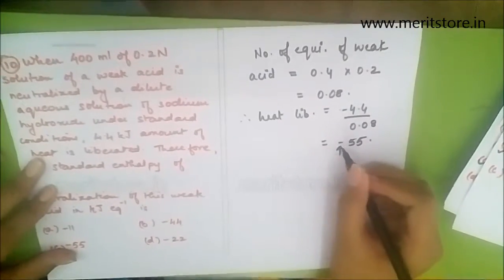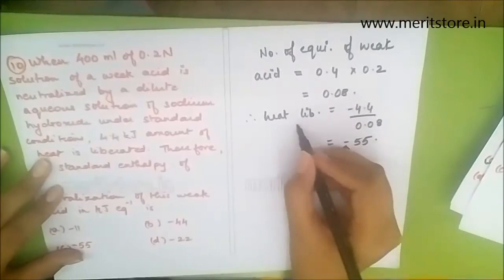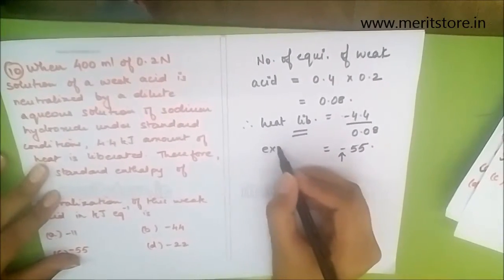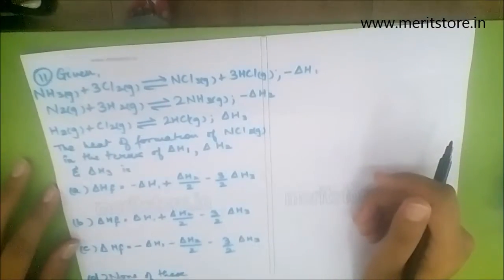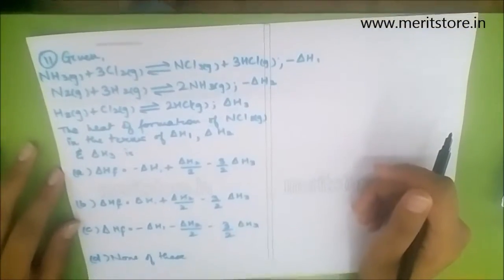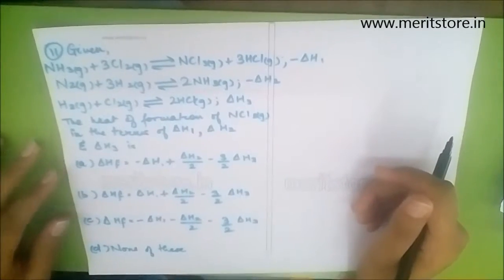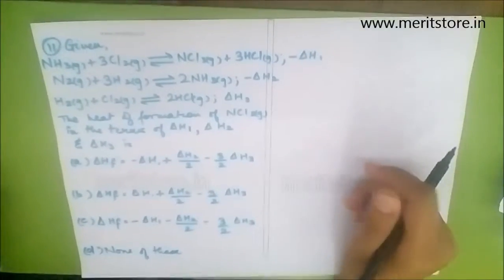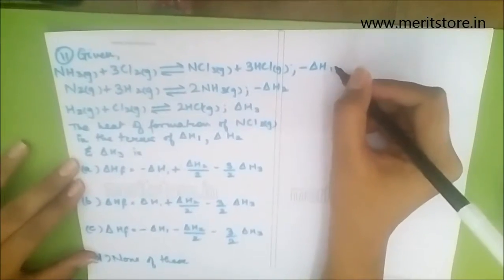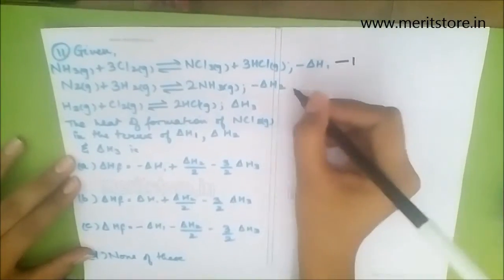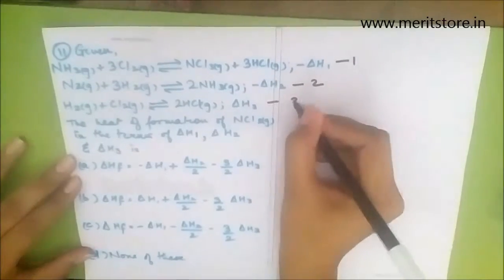Now here the sign is negative as the heat is liberated and the reaction is exothermic. Given the following reaction, the heat of formation of NCl3 in terms of delta H1, delta H2 and delta H3 is, now here let's name the equations as 1, 2 and 3.